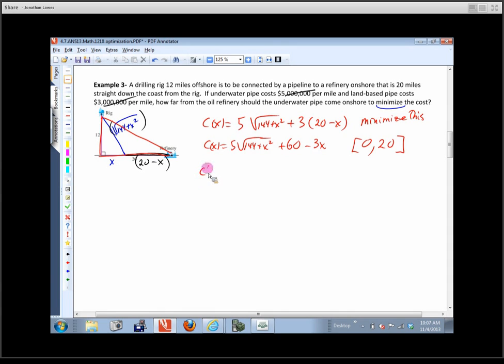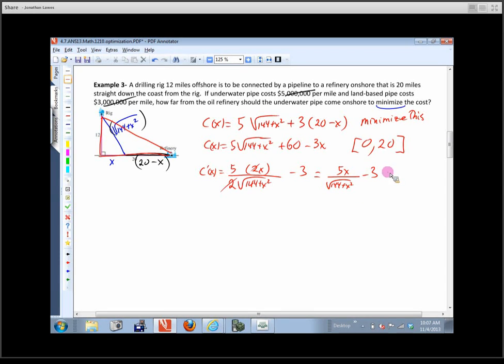So we've got c prime of x is equal to, let's see, this is going to be 5, and then I've got the derivative of a square root. So that's going to be 2, that same square root, 144 plus x squared, times the derivative of what's underneath the square root. So that's going to be 2x. Any questions there? Then this is going to be 0, and then this is going to be minus 3. If I clean that up just a little bit, I'm going to cancel the 2's, so I get 5x over the square root of 144 plus x squared, minus 3.